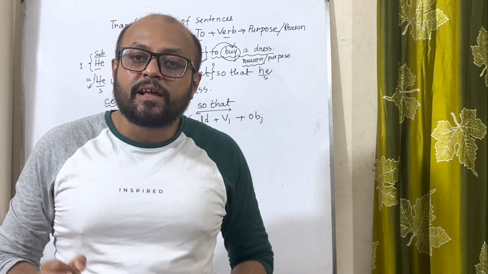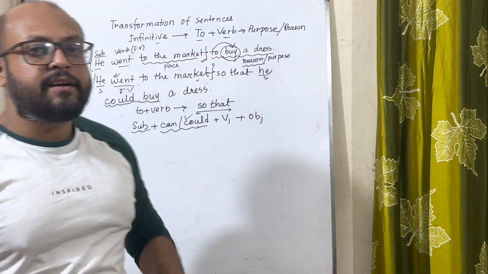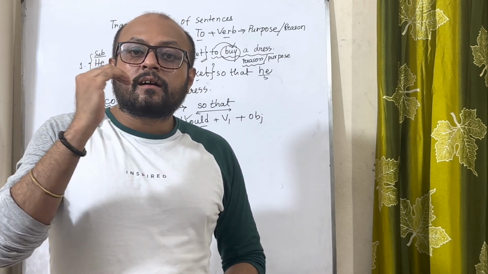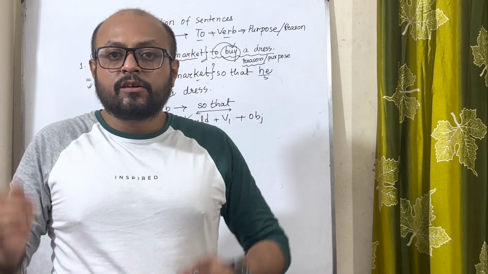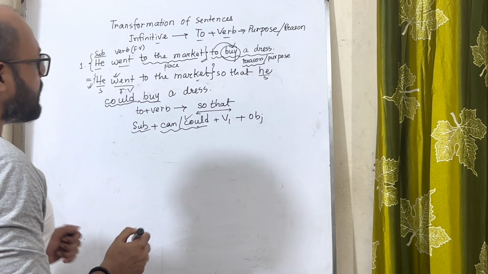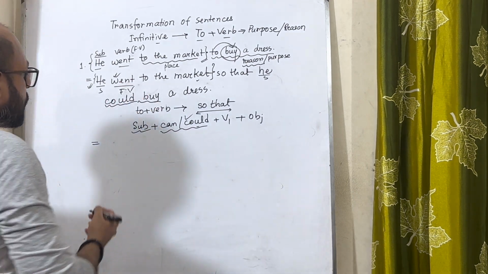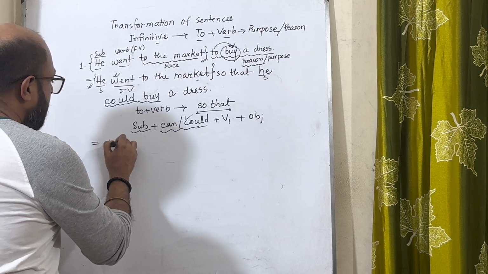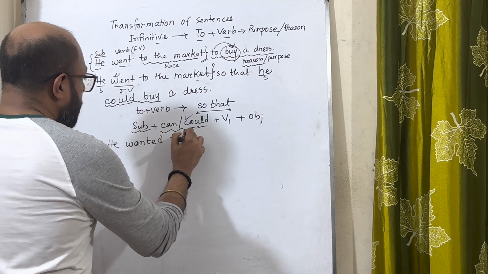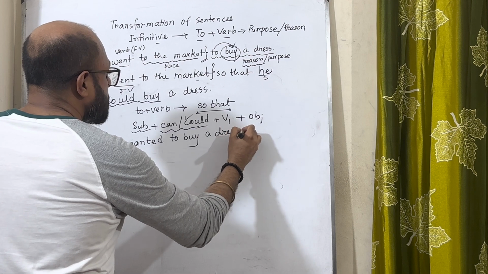So when we make a compound sentence with this pattern of infinitive, we will write that the subject wants or wanted to do something. We need to write this, and here it's quite different from the other type of compound sentence. We'll start like this: he wanted to buy a dress.